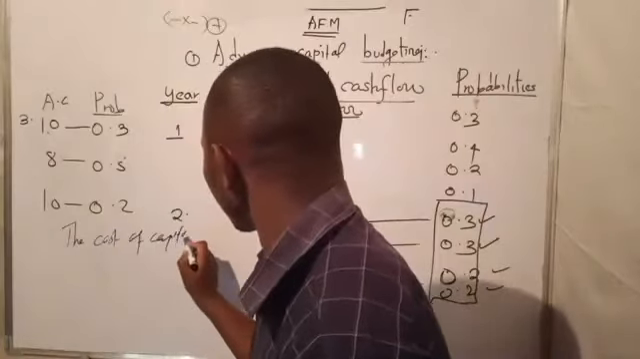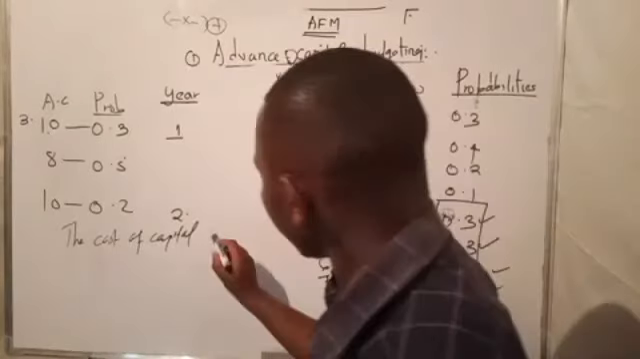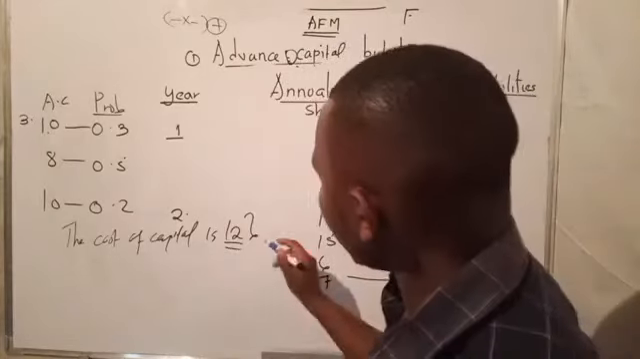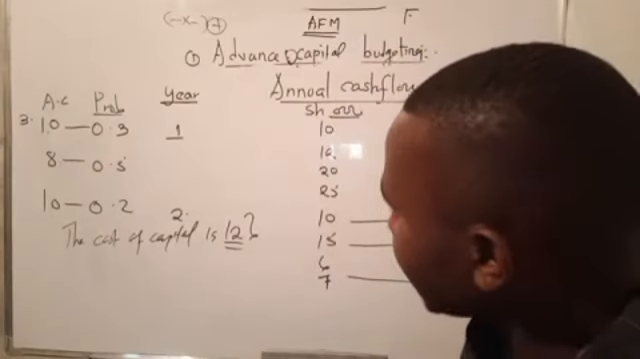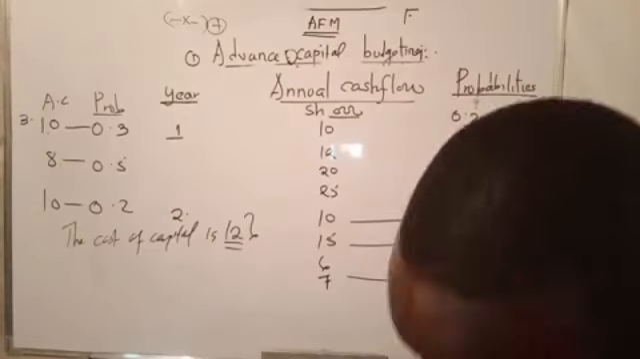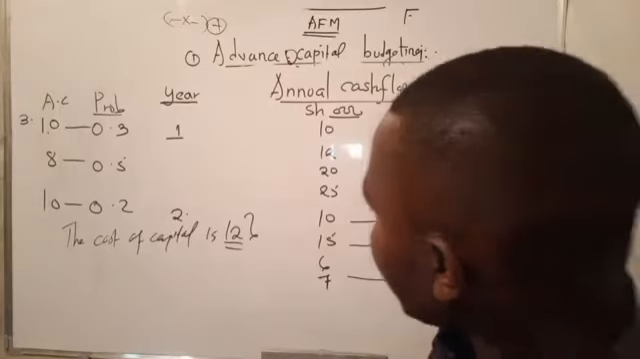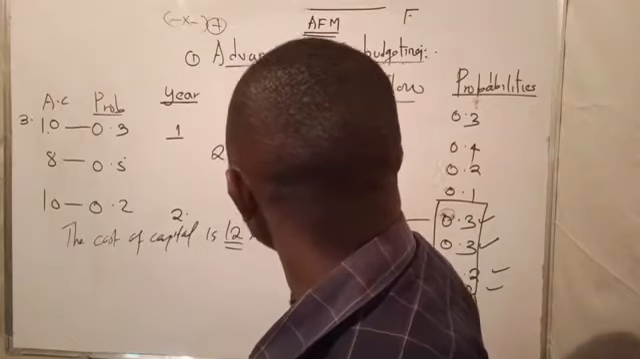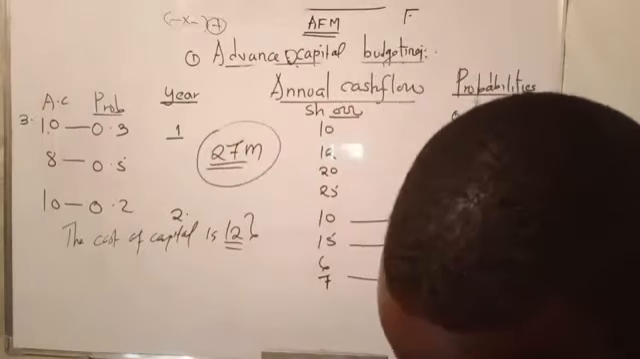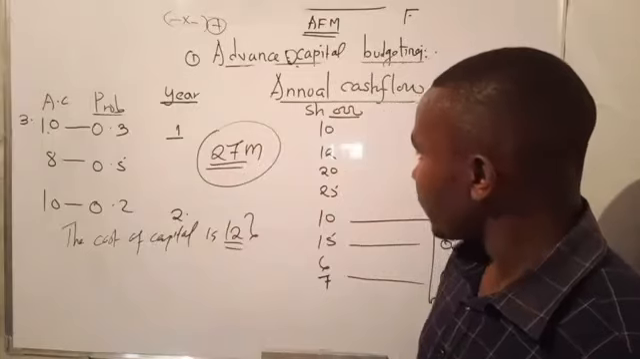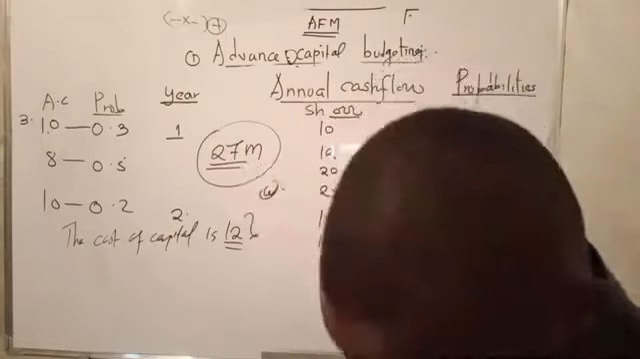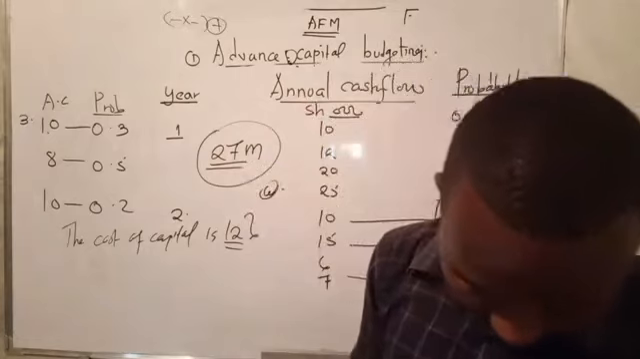The cost of capital is 12%, and the initial outlay of the machine shall be 27M. Required: Roman one, A.